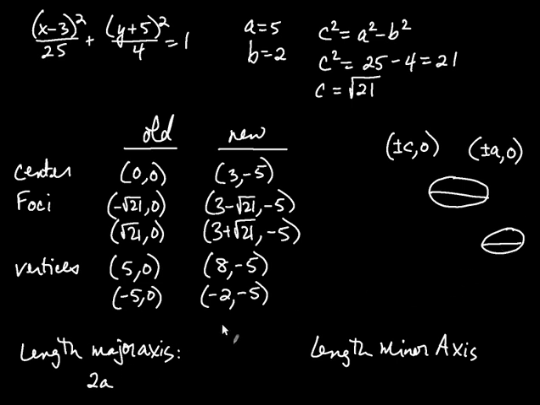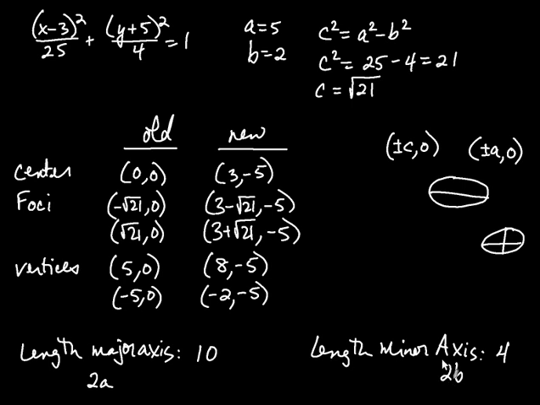So the 2 times a is going to be, what was our a? Our a was 5, right? So 2 times a, the length of the major axis, is going to be 10. And the length of the minor axis, which is this axis, is 2b, because b is the distance from the origin to the shorter side of the ellipse. So b was 2, so it's going to be 2b, and that's going to make it 4.